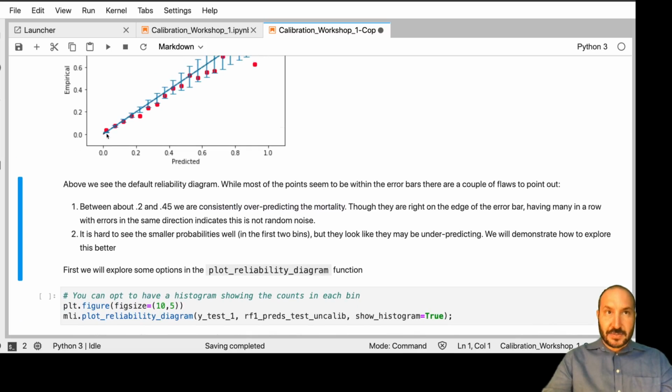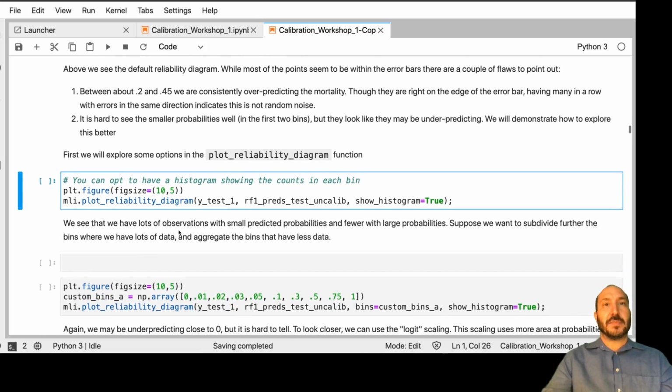The other thing to notice is it's really hard to see here. These points look really close to the line, but these error bars are really tight also. So it's hard to get that, and we're going to show later how we can explore what's happening at the tail better.